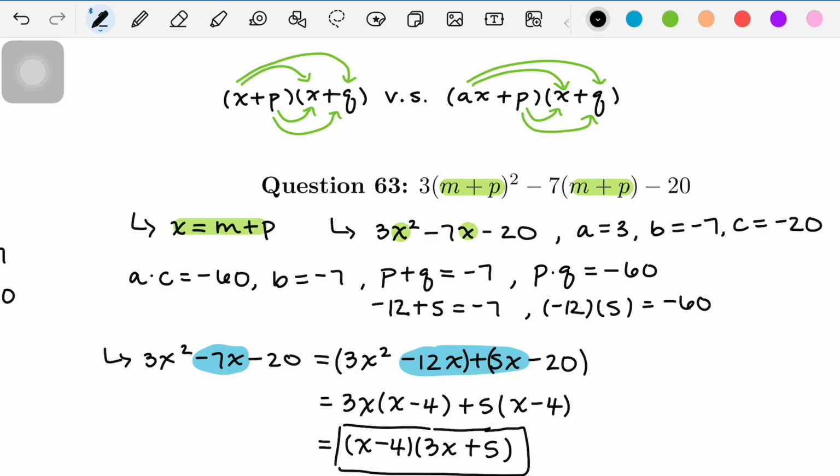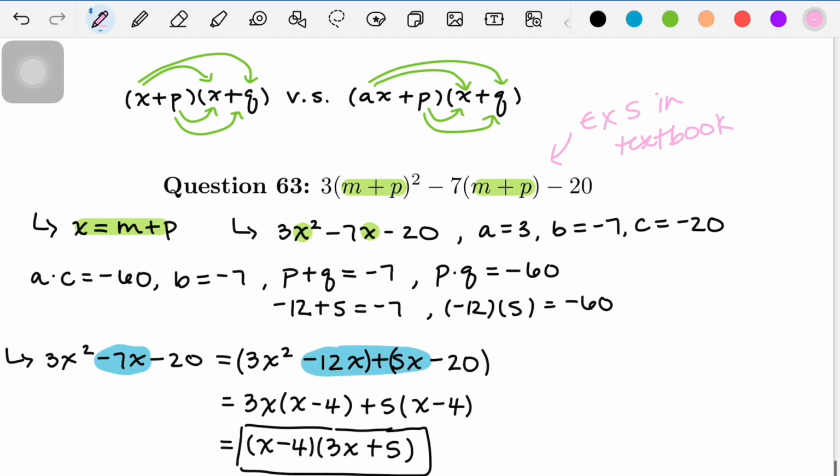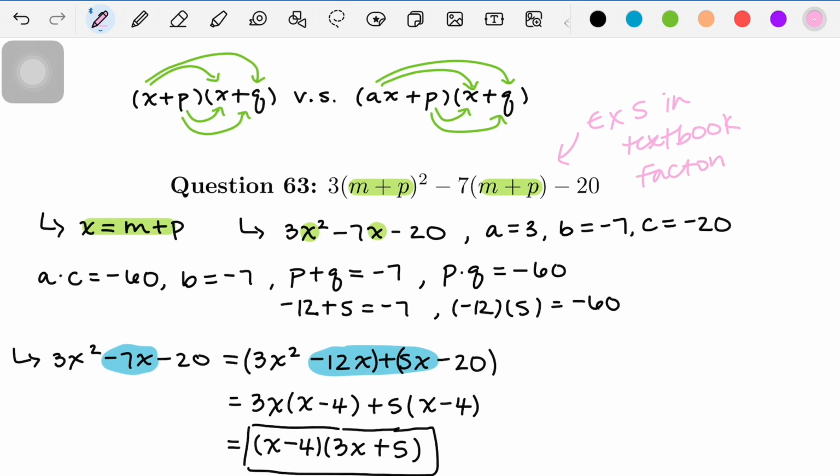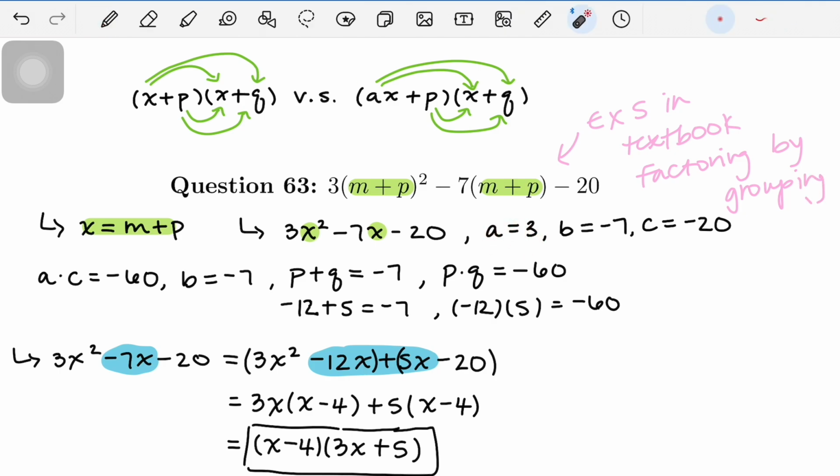And this example here is going to be similar to, let's see, example 5 in our textbook, if you want to take a look at that. And this is our factoring by grouping method, when our coefficient here is not going to be 1.